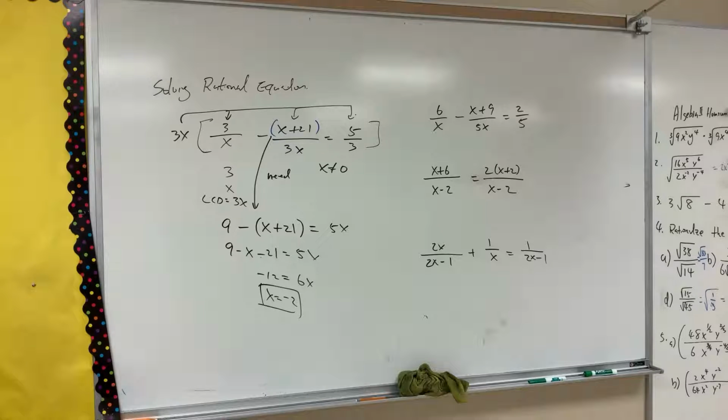What did you get for the second one? Wrong. It can't be 2 because of the domain. Wait, for the first one, realize it's wrong for the second one, because you can't get 2. 2 minus 2 is 0. That's undefined.